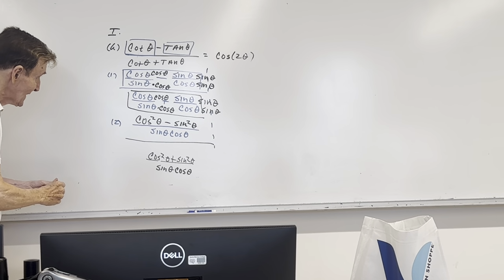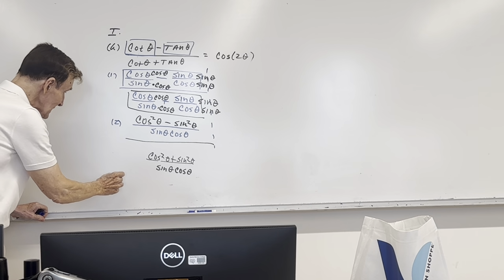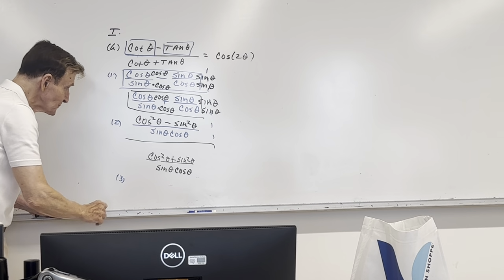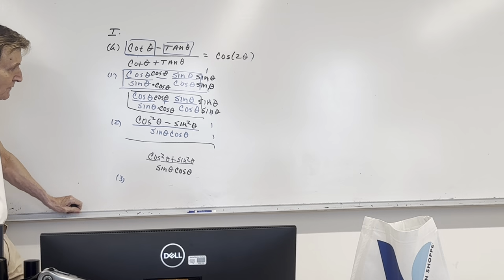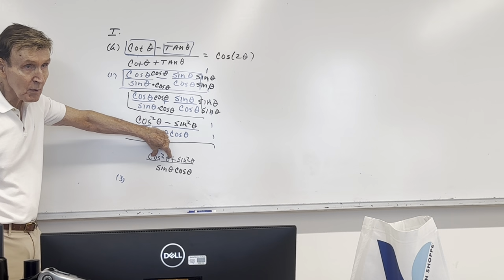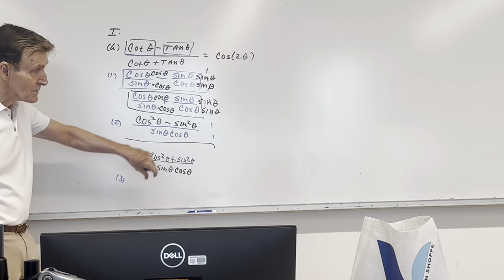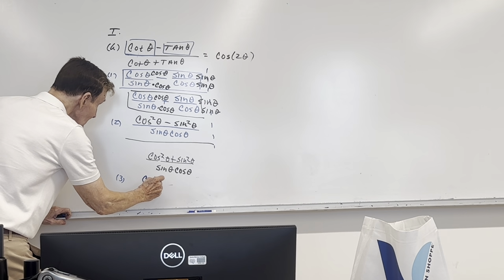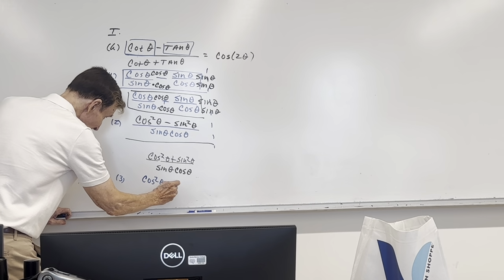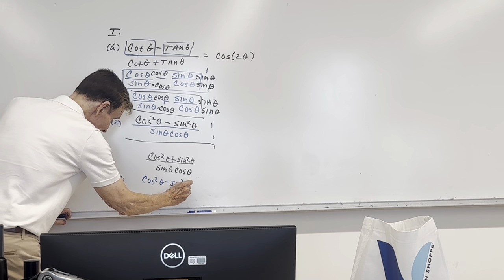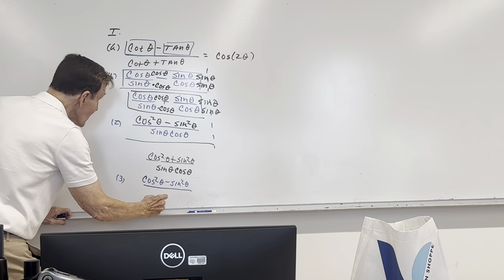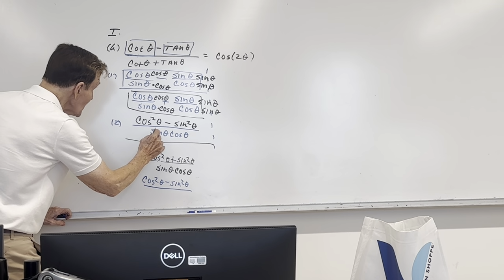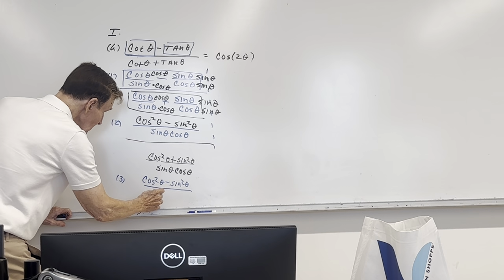Step 3, does anyone see something nice happening? Cosine squared plus sine squared is always 1. So I'm down to now saying this. Cosine squared theta minus sine squared theta, all over a common denominator. Where was it? Sine, cosine.